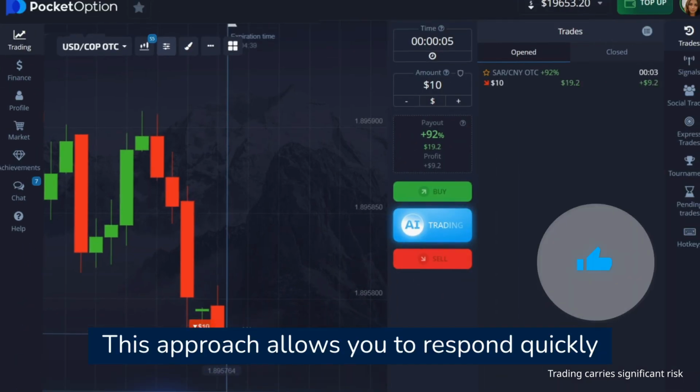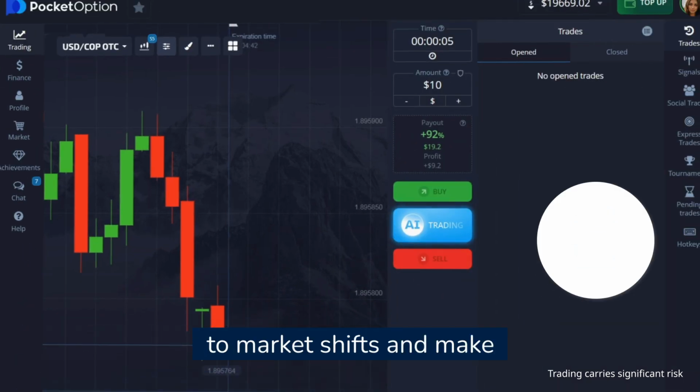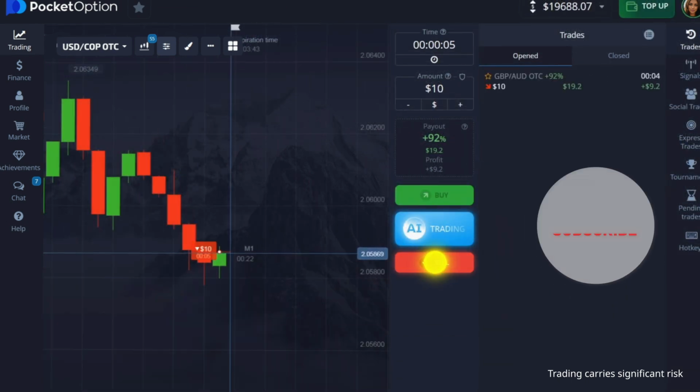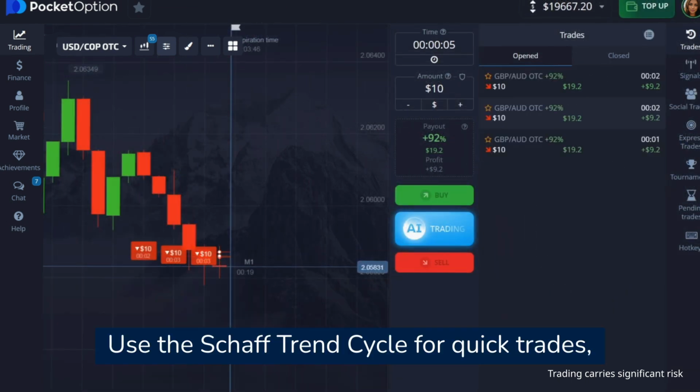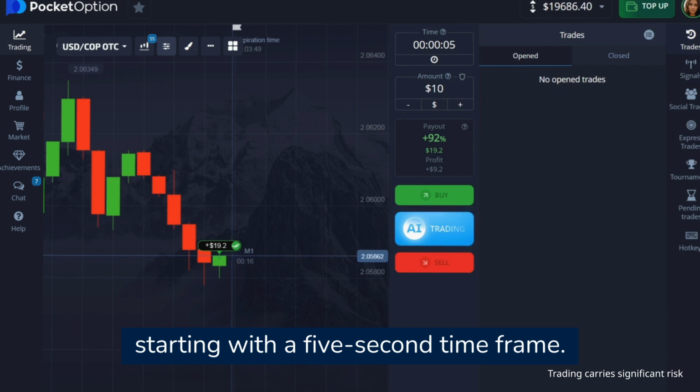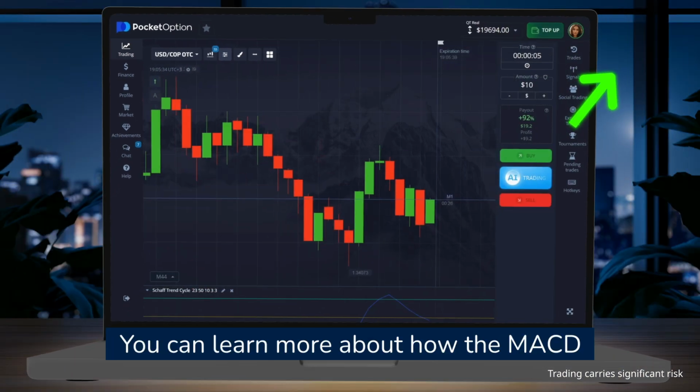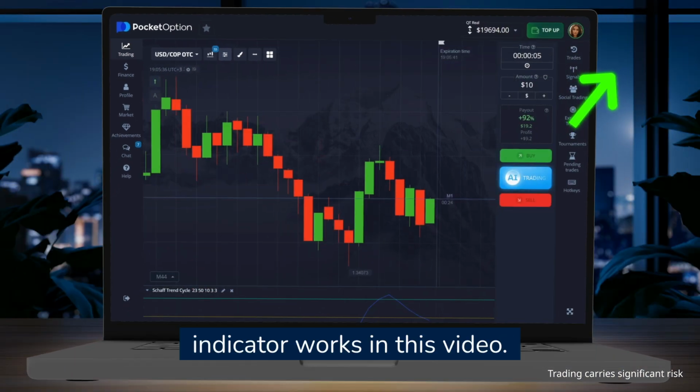This approach allows you to respond quickly to market shifts and make trades with minimal delay. Use the Schaff Trend Cycle for quick trades, starting with a 5-second time frame. You can learn more about how the MACD indicator works in this video.